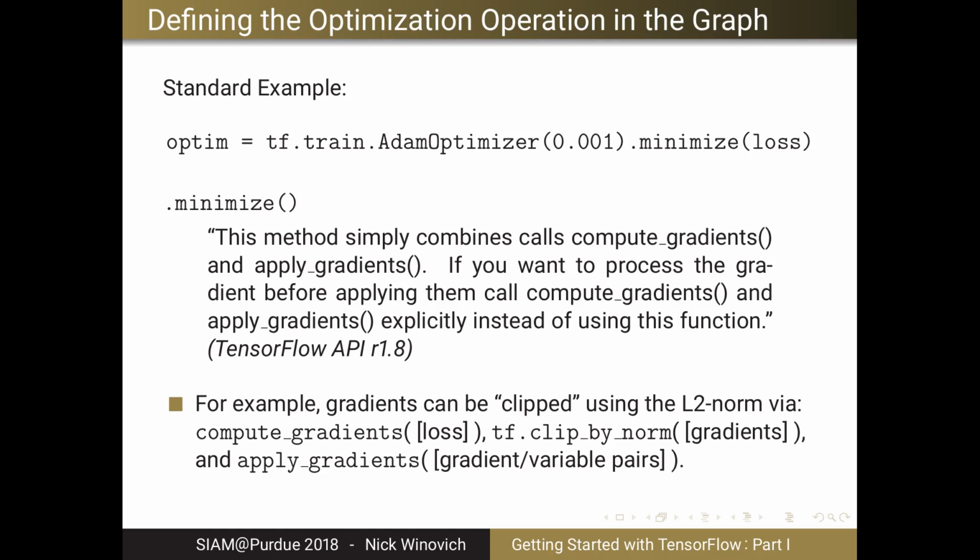So we provide it some loss. If you want to do something a little bit more complicated, such as clip the gradients, if you don't want gradients that are too large adversely affecting the training process, you can also do this manually by computing the gradients with respect to the loss, then clipping by norm, for example the L2 norm, and then applying the gradients. So minimize is just a shorthand for computing and applying the gradients.